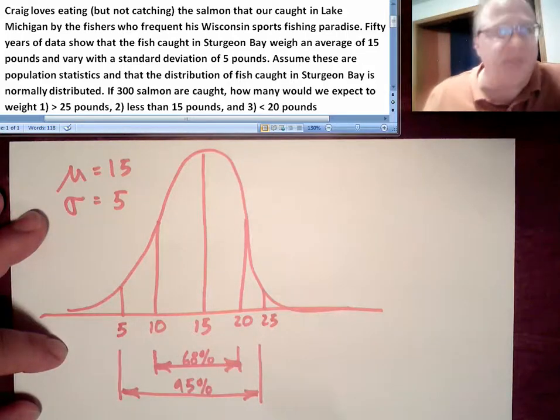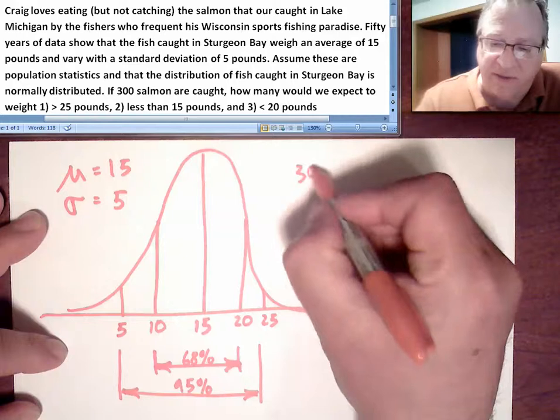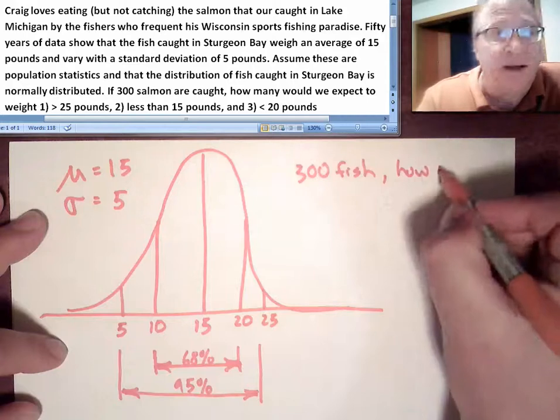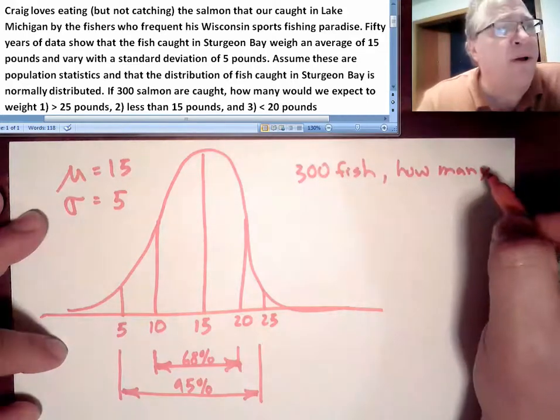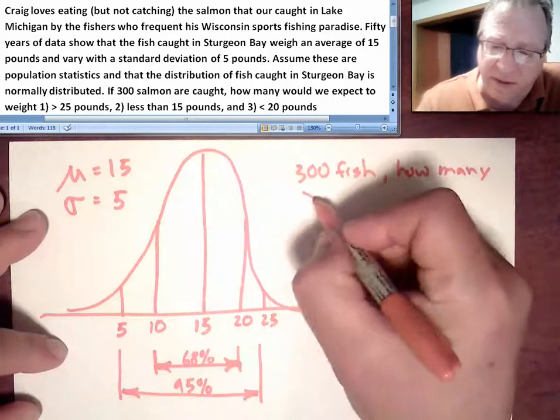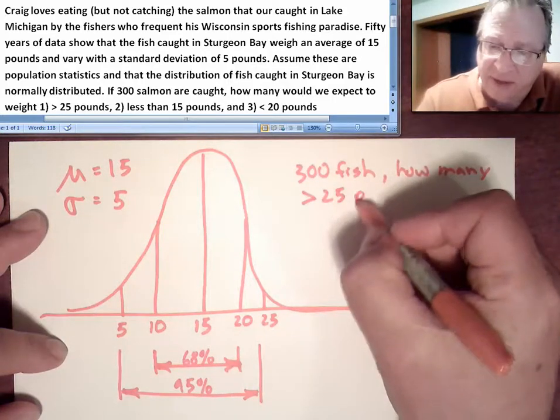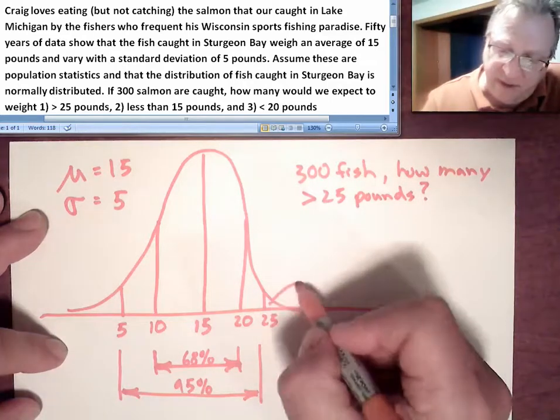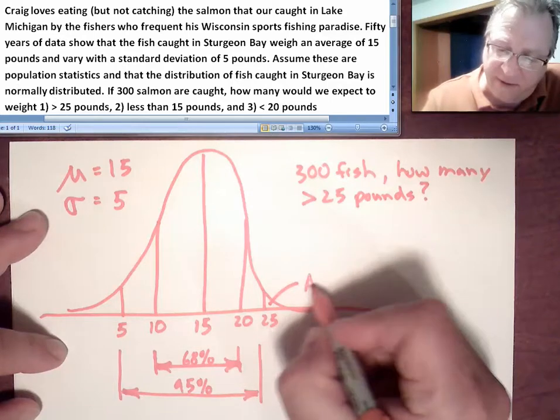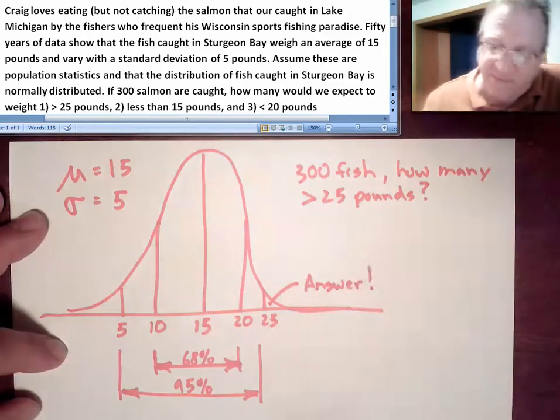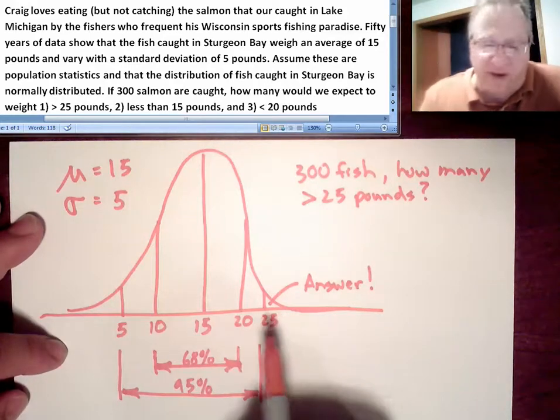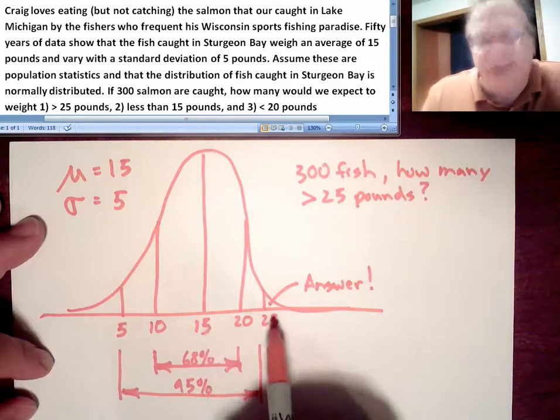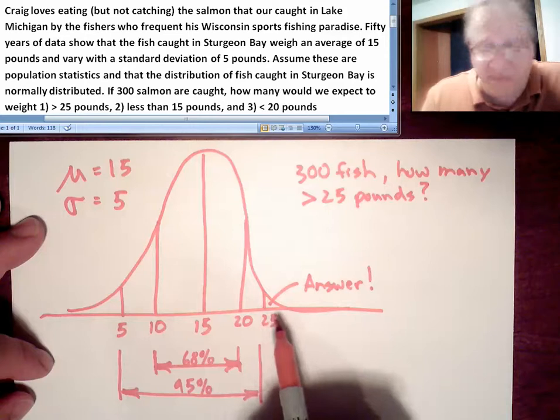So what are we asked in problem 1? We have 300 fish, and we want to know how many weigh more, how many are greater than 25 pounds. So the area under the curve we're looking for is that little spot right there. That's our answer. It doesn't look like it's a very large portion of the area. No, it's not. And that kind of makes sense. If the average fish is 15 pounds, how many are greater than 25? Well, it's not going to be too many.